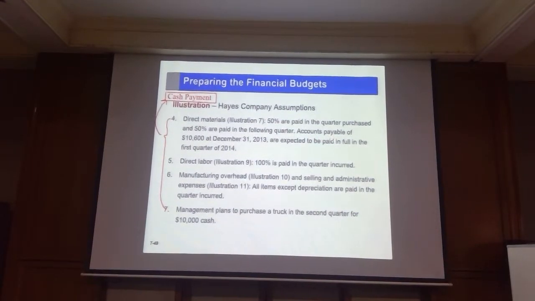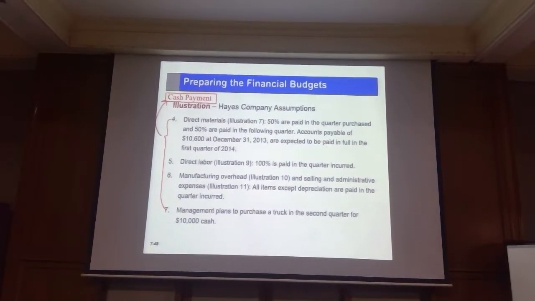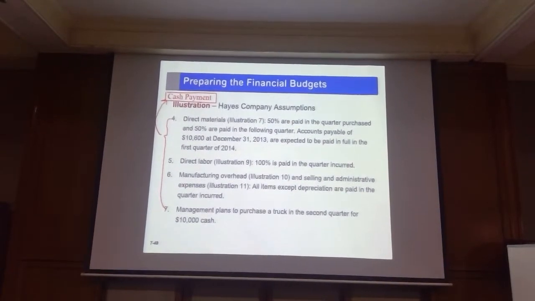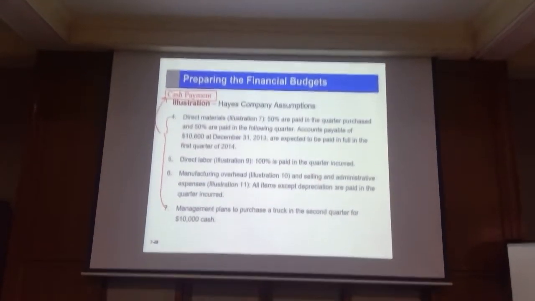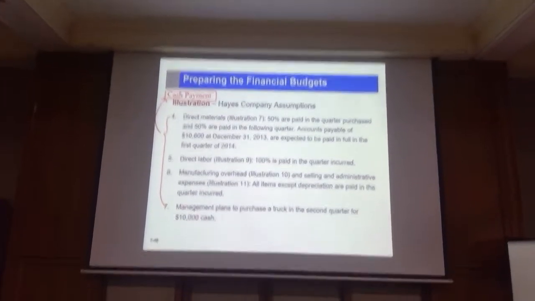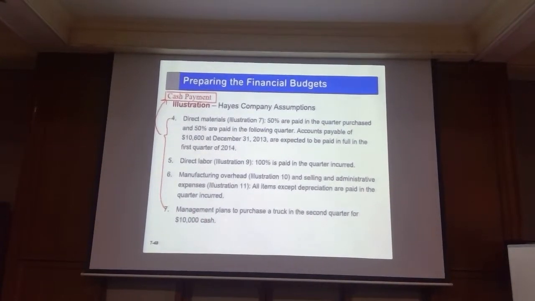And we also know that at the end of the current year, 2013, we still have the accounts payable at year end of 10,600, and we plan to pay this amount in full in the first quarter of 2014, okay? And for the direct labor, manufacturing overhead, and selling and administrative expense, we will pay cash right away, okay? And also the management plans to purchase the truck in the second quarter for 10,000.